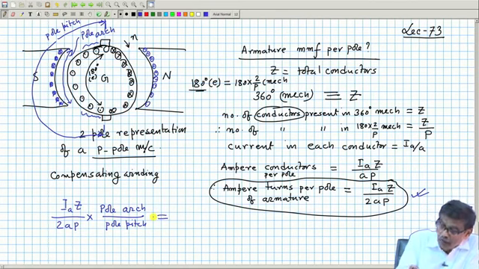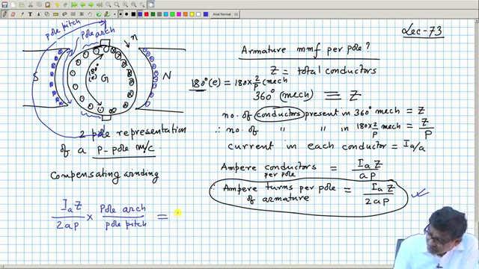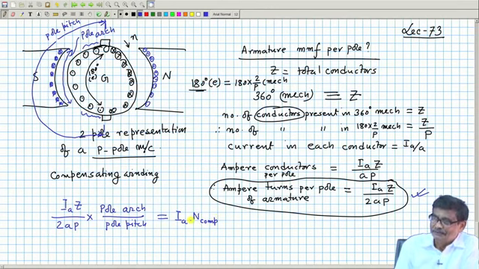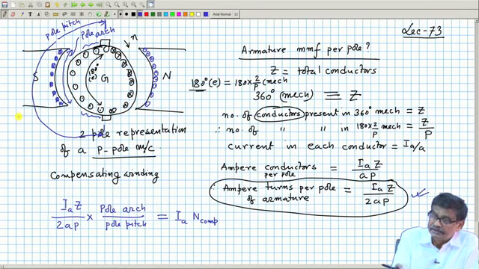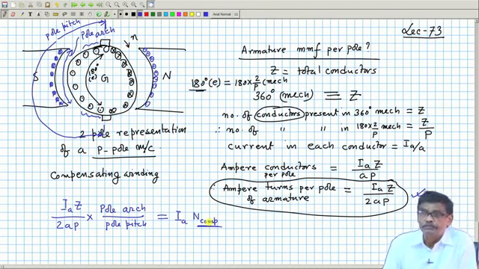So, while designing, how many turns should this compensating winding have? I should make it equal to I_A into N compensating. Got the point? Because the compensating winding is connected in series with I_A, I will be able to calculate what should be the number of turns of the compensating winding. That is the whole idea.